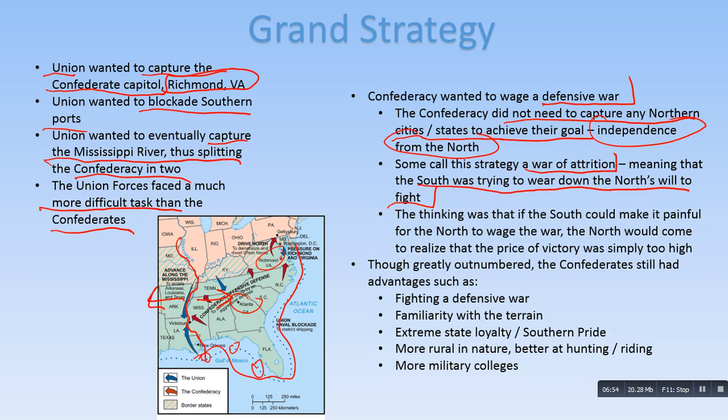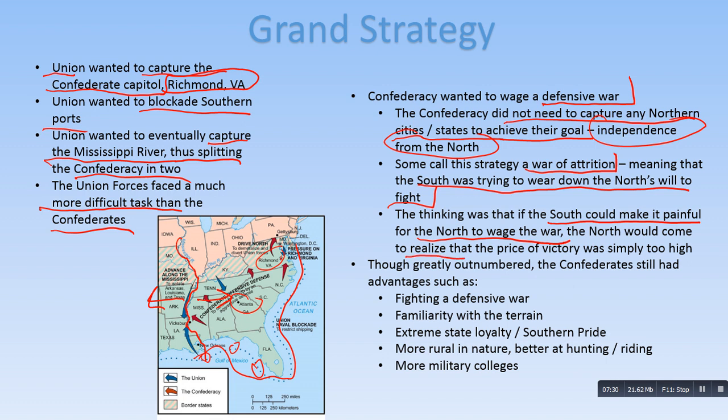In this case, though, attrition means to wear down the North's will to fight. And the thinking was that if the South could make it painful for the North to wage war, and of course the pain meaning death, destruction, cost, all these things, then the North would eventually realize that the price of victory was simply too high. And they would say, you know what, we just can't fight anymore. You guys go be your own, the Confederate States of America, and we'll take it from there. We'll just be two countries.